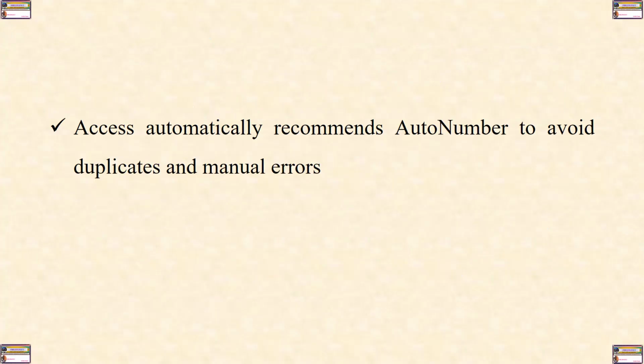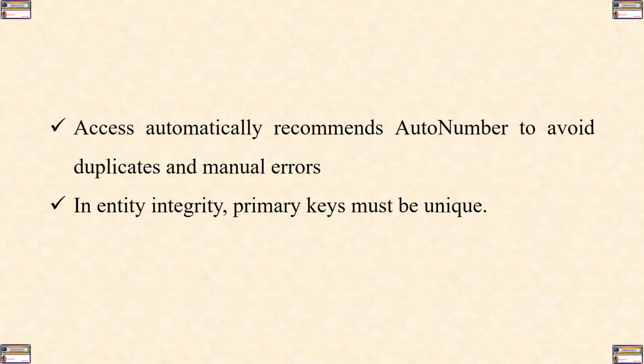In other words, because one field must always act as the primary key, whenever you create a table, before you start even specifying or adding your other fields, Access will automatically add one field for you. And the value for that field will be a number. So it will be an auto number, and it is generated automatically as you add records. So Access automatically recommends auto number to avoid duplicates and manual errors. In entity integrity, primary keys must be unique.